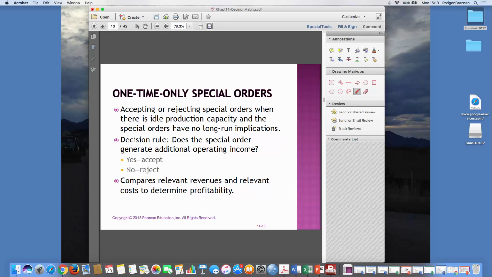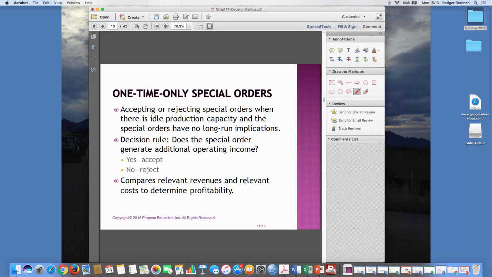Now, a qualitative consideration has come into play, and the major one would be, if I do this, will my existing customers find out about it? Will they demand the same price? So I have to be kind of careful how I apply this. But the lower sales price is not the issue here. And that in many ways is the important thing.